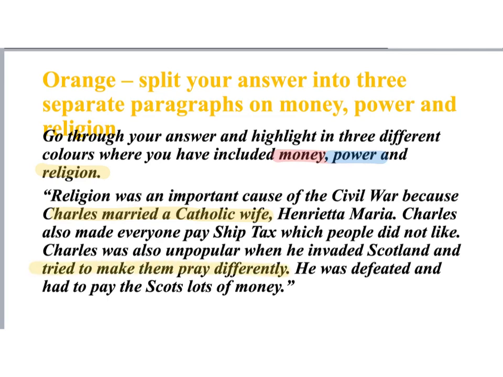That's religion, isn't it? Now let's have a look at money in red. Ship tax, he tried to make everyone pay ship tax, is money, okay. And he was defeated and had to pay the Scots lots of money, that's money. And then power, he was defeated when he invaded Scotland. Yeah, there you go. So you can see now, just looking at my answer, I've mentioned 2 things to do with religion, 2 things to do with money, and 2 things to do with power.